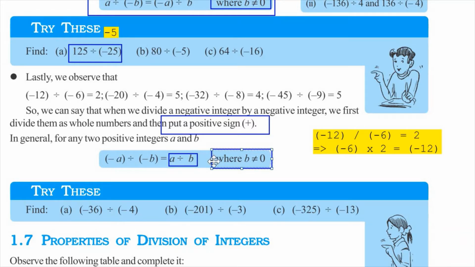Also observe that this is very important that you explicitly present this restriction where you say that b should not be equal to 0, because once b is equal to 0, anything divided by 0 is not defined. Okay.